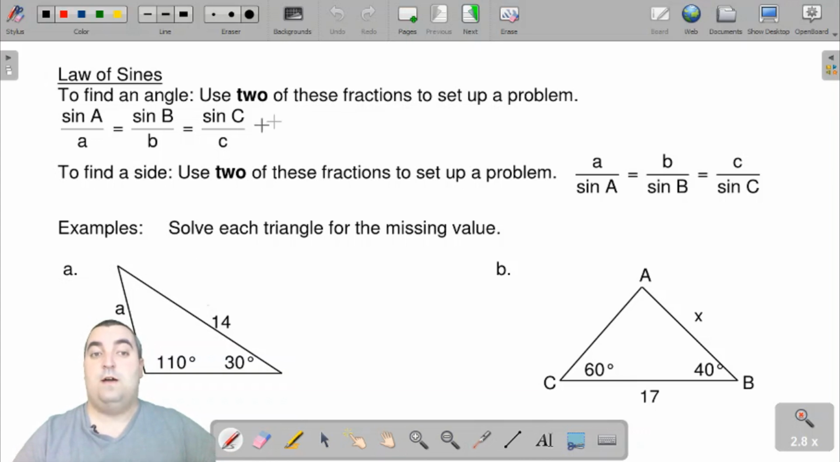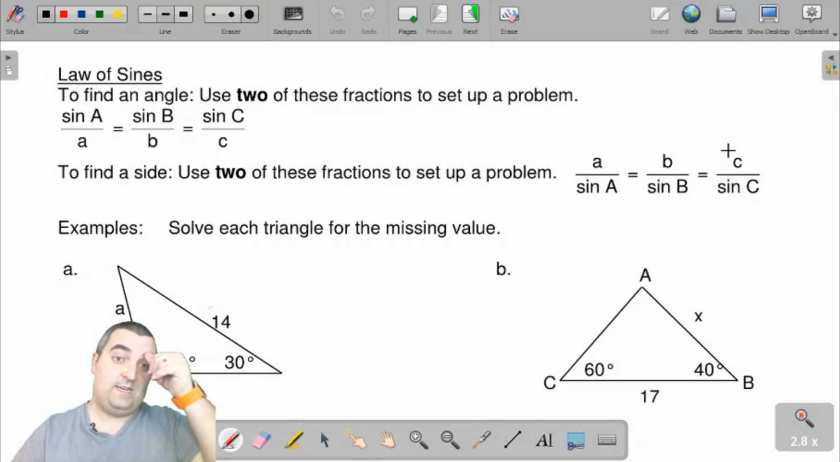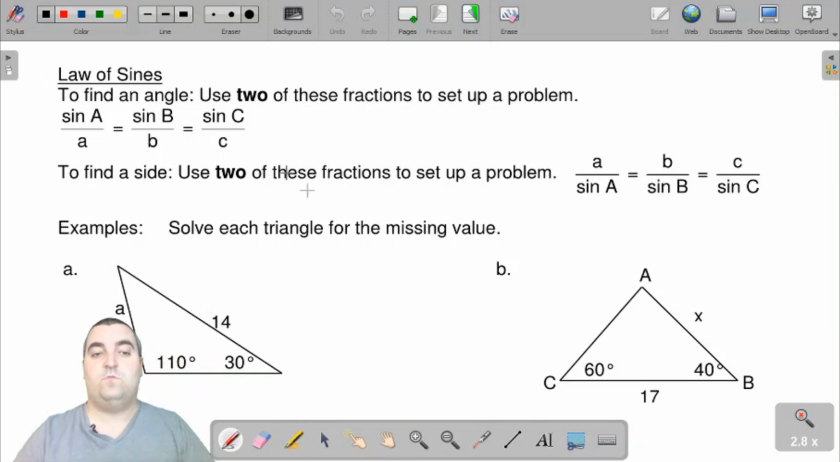Now this also works if you do the reciprocal of everything. So if you do the reciprocal of all those ratios, you take the side a over the sine of A equals lowercase b over sine of B equals c over sine of C. So once again, you can use whichever ones you want.